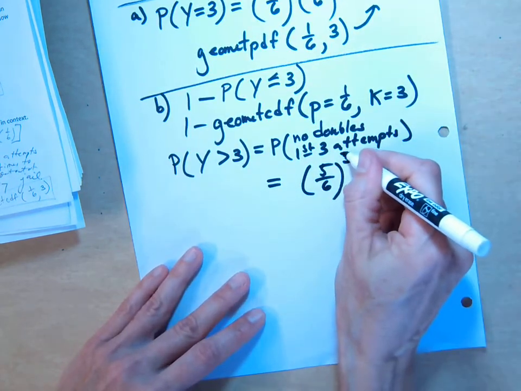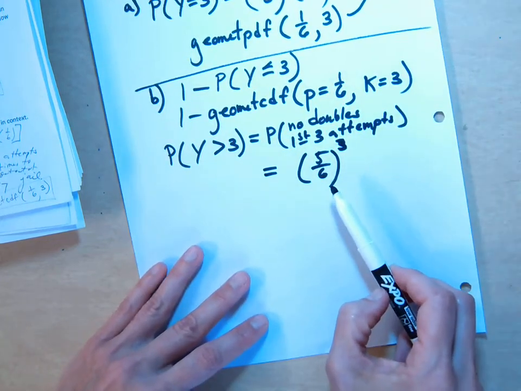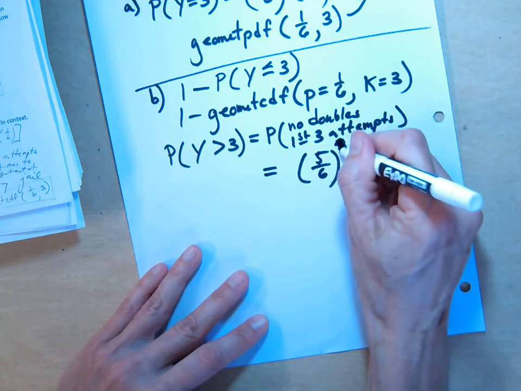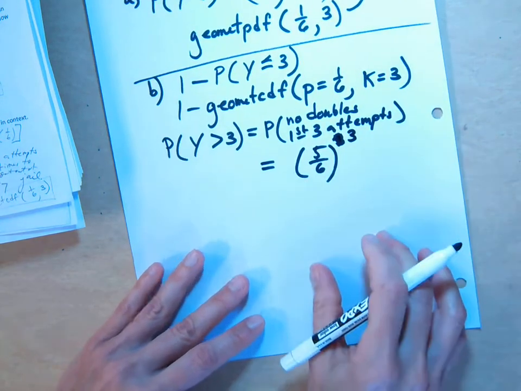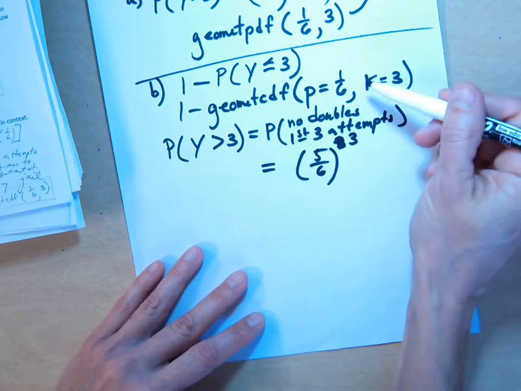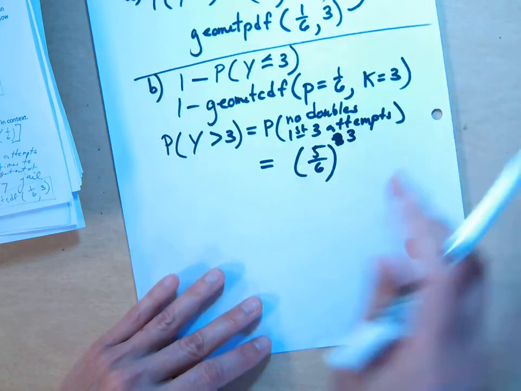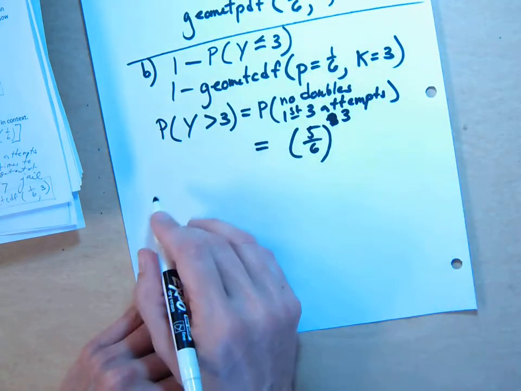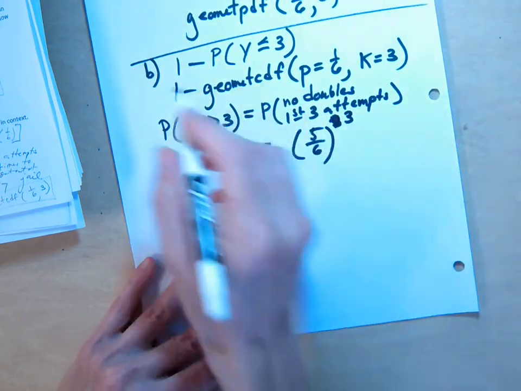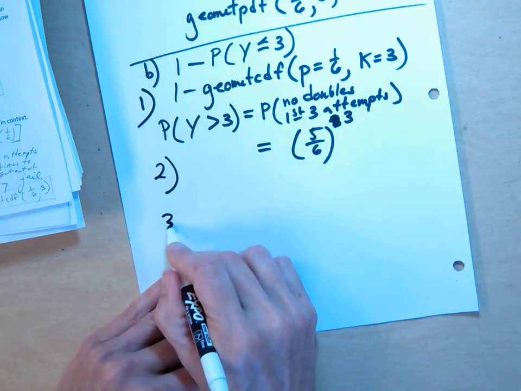So let me say that again. The probability it takes more than 3 rolls to get doubles is the probability that you don't get doubles on the first 3. So it would just be (5/6) to the third. You could use your calculator, or you could use the formula, which takes this much work, but I'm going to write it anyway so that you have 3 different ways. Here's the first way, here's the second way, here's the third way.